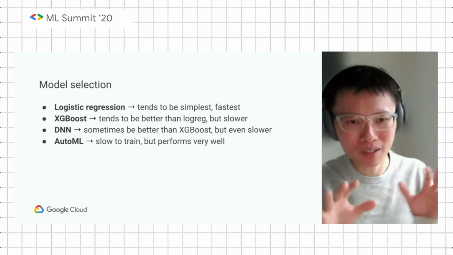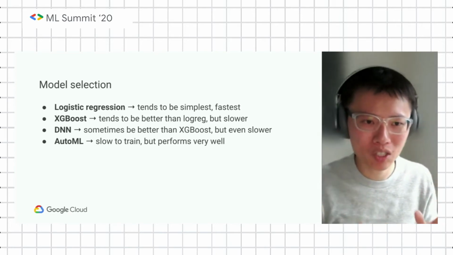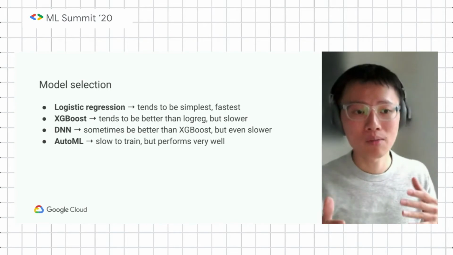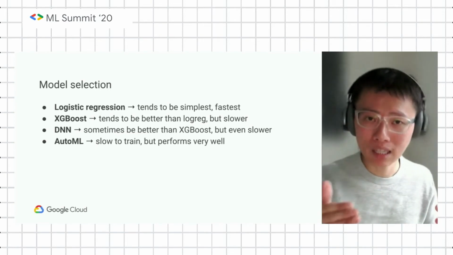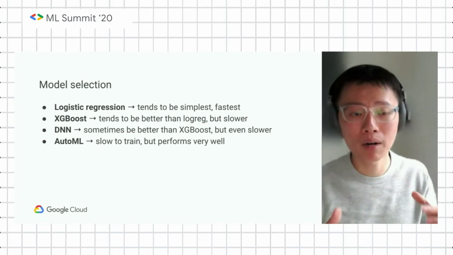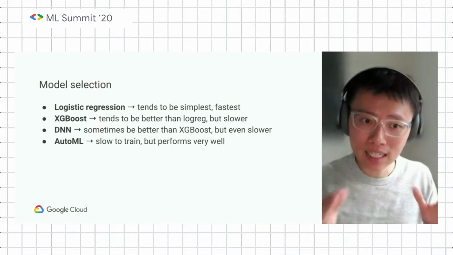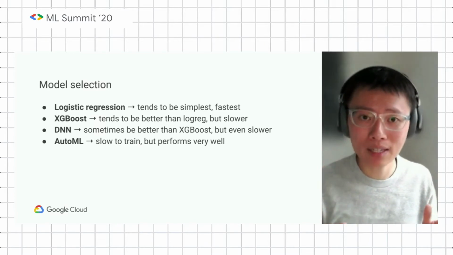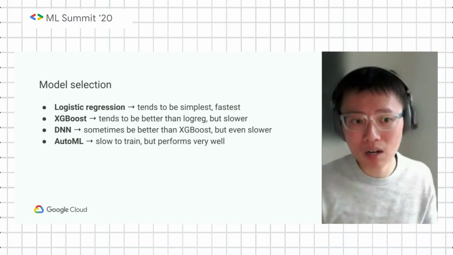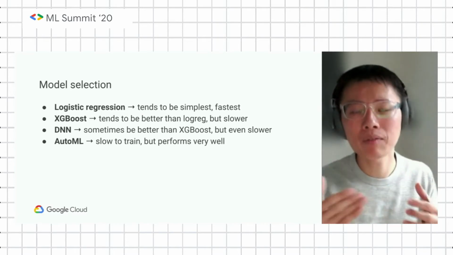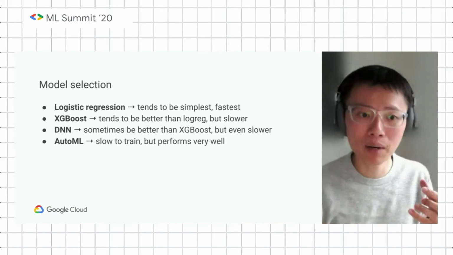In terms of the training speed, logistic regression tends to be the simplest, but the fastest to train. XGBoost tends to be a little bit slower than logistic regression, but tends to perform overall better. And then DNN can sometimes be better than XGBoost, but typically takes even longer than XGBoost to train. So there's a bit of a trade-off between each of these different kinds of models.